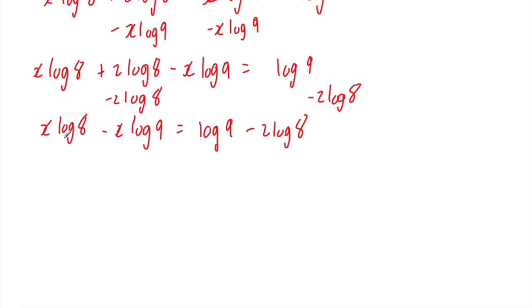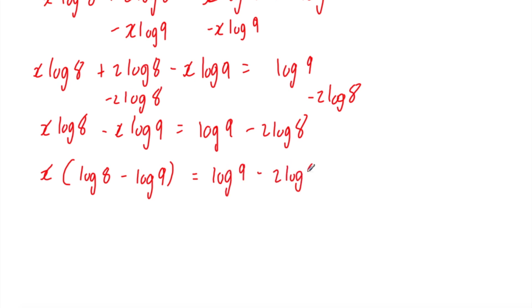So now let's factorize this left-hand side. We'd have x times (log 8 subtract log 9), just taking the x out as a common factor, is equal to log 9 subtract 2 log 8. And then finally we just need to divide. We just want to get the x on its own. We don't want x times this, so we're going to divide both sides by this bracket. The left-hand side is left with x, and the right-hand side has numerator log 9 subtract 2 log 8, and denominator log 8 subtract log 9.